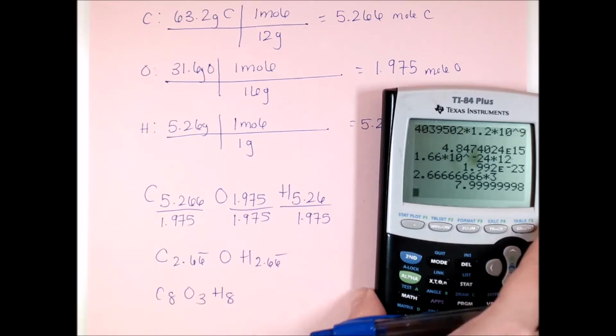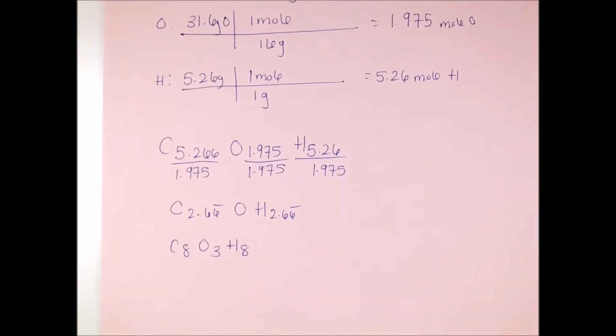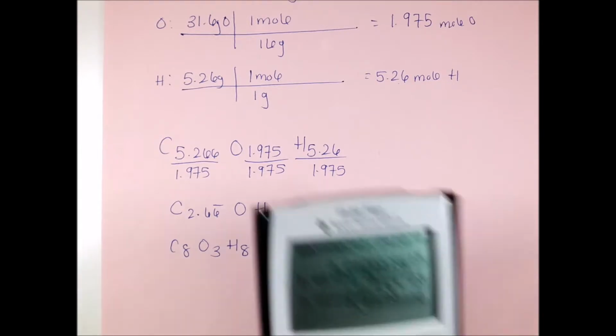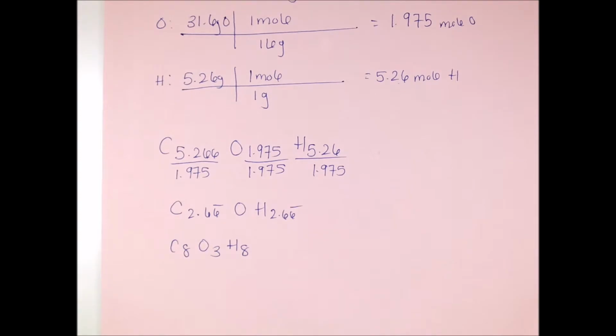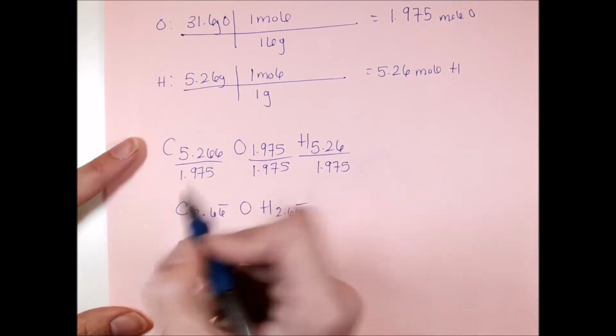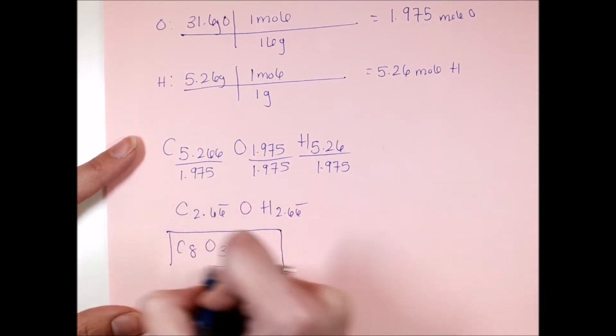Okay, so we had to multiply through to turn those. Just rounding, this we could round, obviously that's 8, but 2.666 repeating, that's not something that we would round. Okay, so the empirical formula here, this.